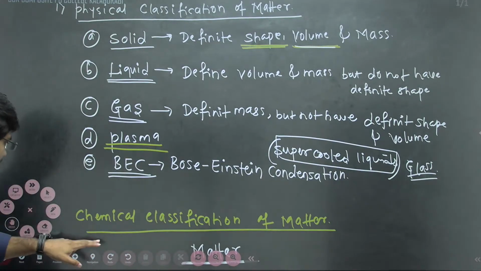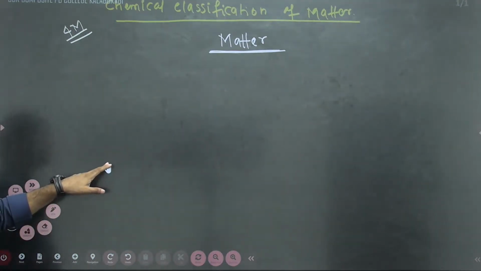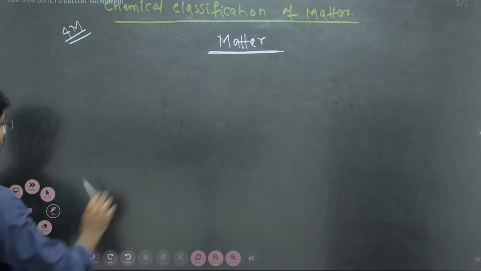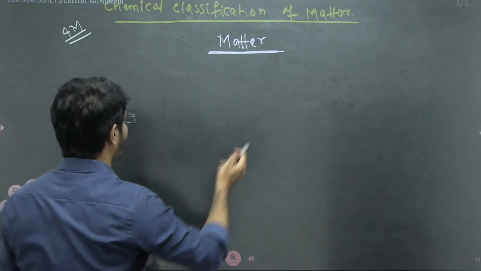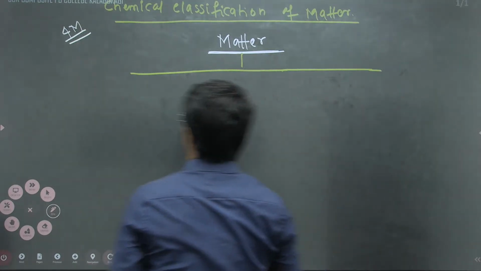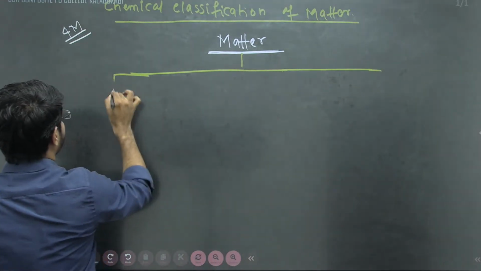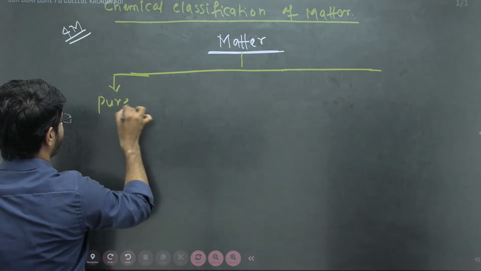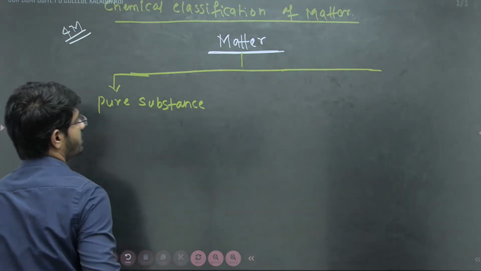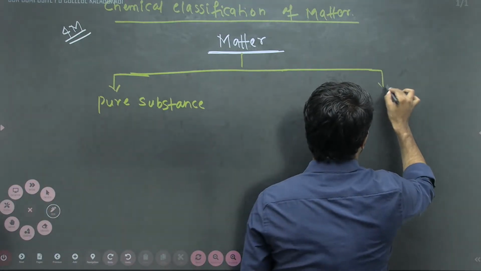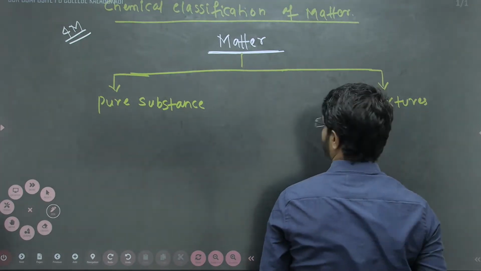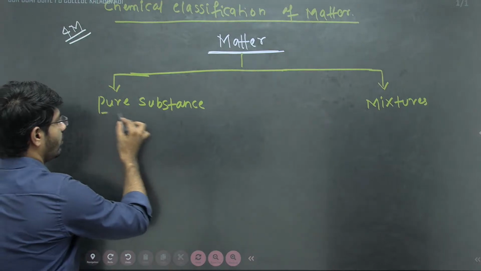So moving on to our chemical classification of matter. Here first, the matter is classified into two important parts. One is pure substance, and the another part is mixtures. Pure substance and mixture.